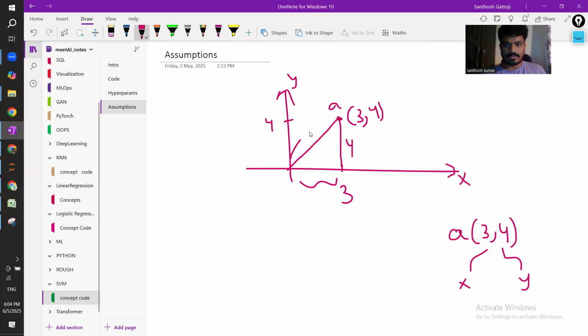And what is the value of this? Hypotenuse, square root of 3 square plus 4 square. Correct. This is the magnitude of A, and that is denoted by this.